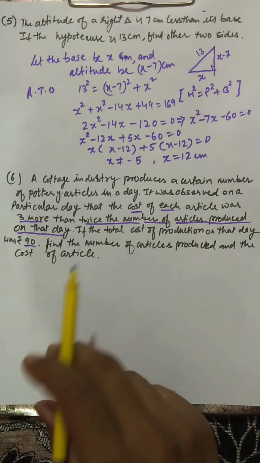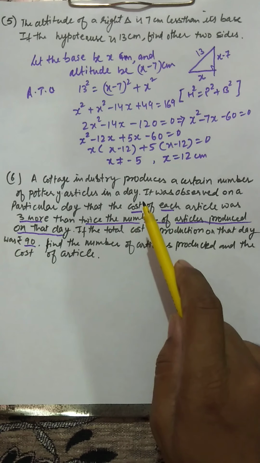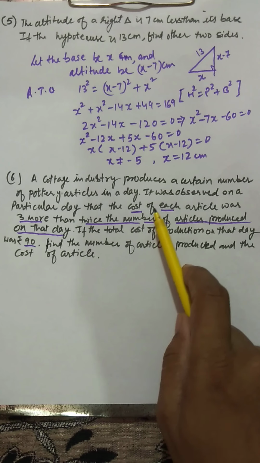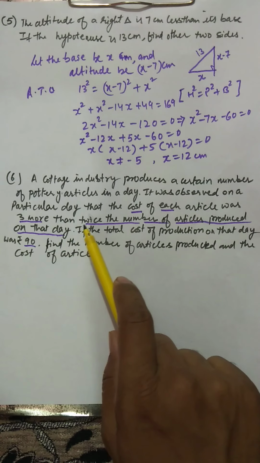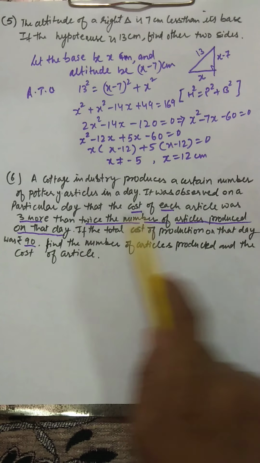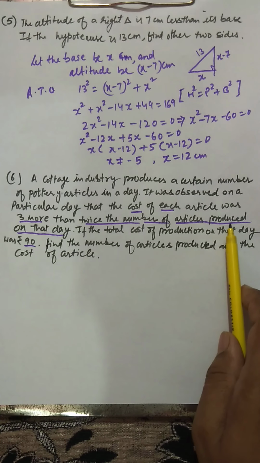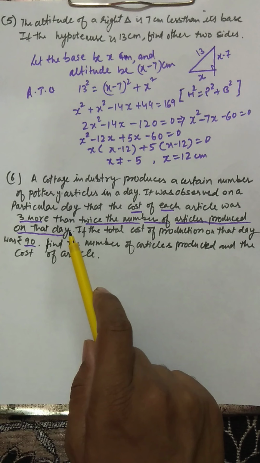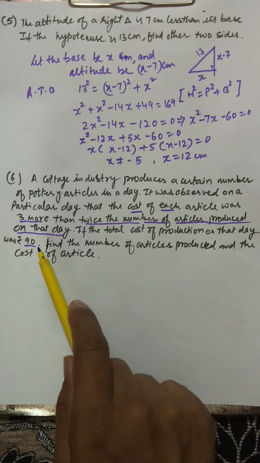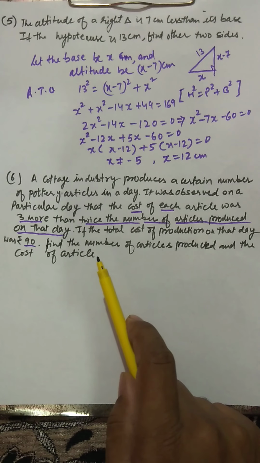Now come to this question number 6, the important type. A cottage industry produces a certain number of pottery articles in a day. It was observed on a particular day that the cost of each, means one article, was 3 more than twice the number of articles produced on that day, and the total cost of the production on that day was rupees 90. Find the number of articles produced and the cost of the article.